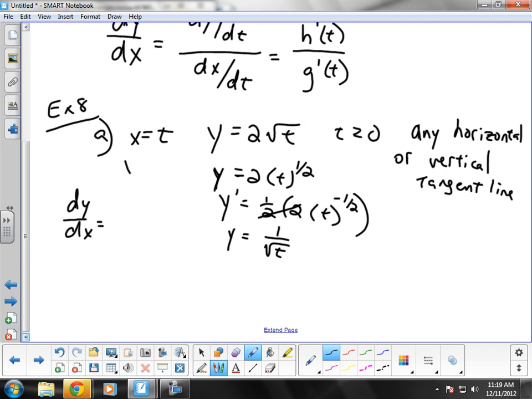And the derivative of x with respect to t is 1. Because it's t to the negative 1/2 power, so it puts it in the denominator.